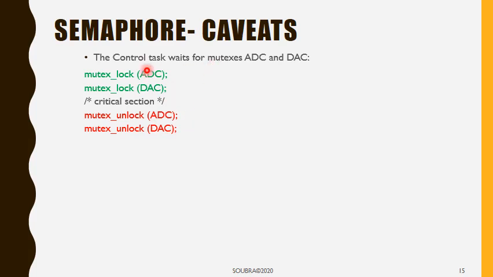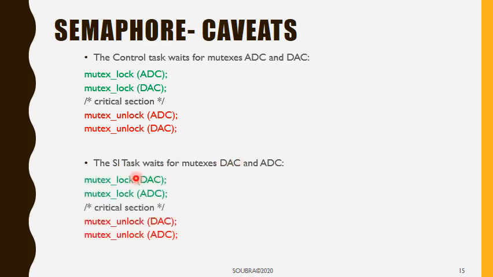So we good? This is the control task, and there's another task that deals with the ADC and the DAC as well, and that was the SysID, the system identification. It's going to do the same thing. It's going to wait for the DAC first and then the ADC. So I'm going to try and lock the DAC and try and lock the ADC, execute my critical section, and do the unlock dance later. Right, we good.